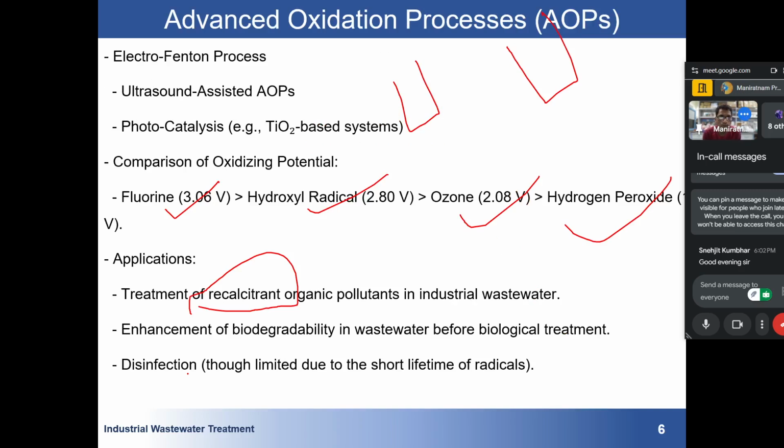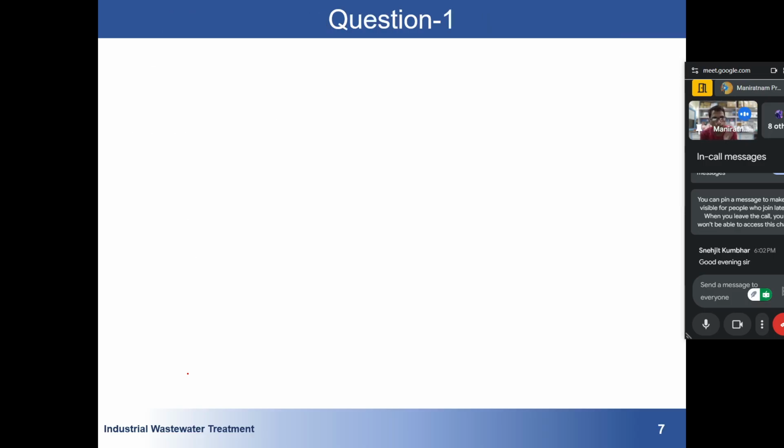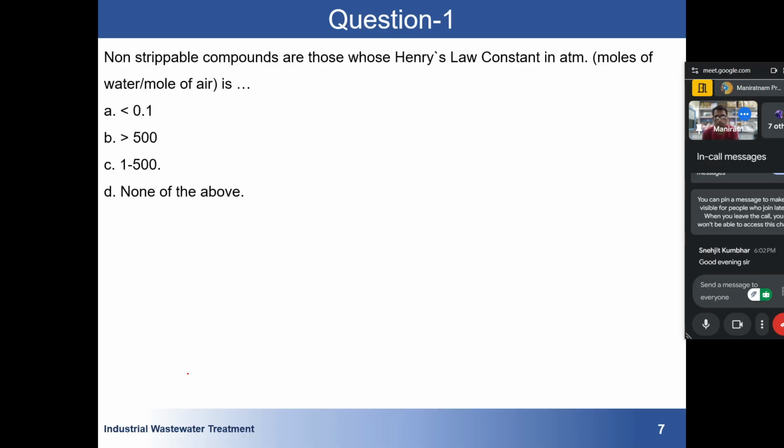Anyone have any doubt? If there is no doubt, then from next onwards I request everyone to please participate. There will be some questions one by one, and I request everyone to write in the chat box what will be the correct answer, and then based on those answers we will have a discussion. Okay, then the first question is this.